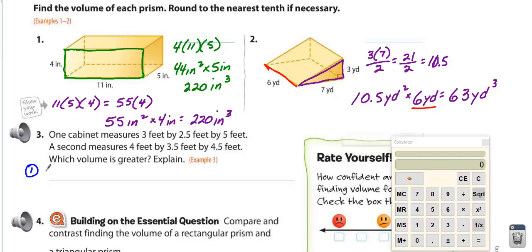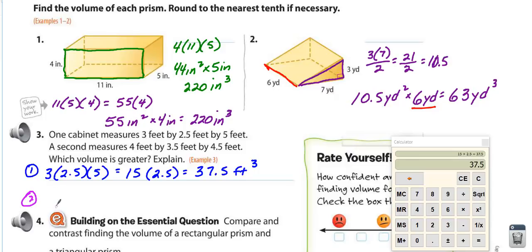So for cabinet 1, we're multiplying 3 times 2.5 times 5. Well, I'm going to multiply the 3 times 5 first. I'm going to get 15, because again, I can do that quickly in my head, times 2.5. And 15 times 2.5 gives me 37.5. So cabinet 1 is 37.5 cubic feet.